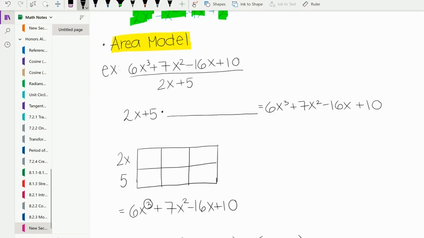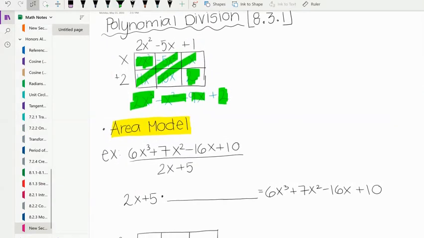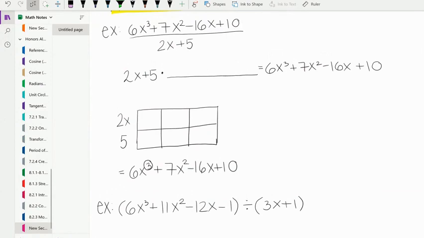I know the answer and I know one side. What we're trying to figure out is the top. Looking back at the last problem, we know the first box is exactly the same as the first term, so I already know this is 6x cubed. Then we can fill in the rest. 2x times what gives us 6x cubed? That's 3x squared. Then 3x squared times 5 is 15x squared. But I know the squared term is 7x squared. What could I combine 15x squared with to get 7x squared? We would have to subtract 8x squared.